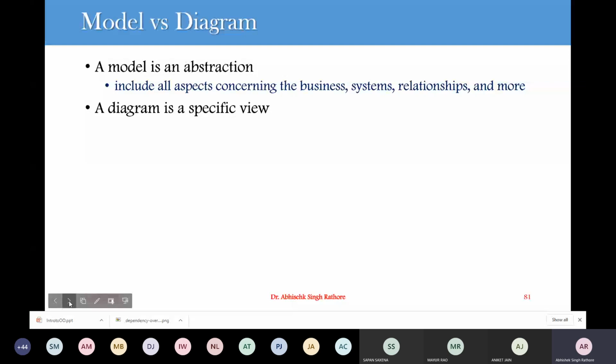When we are going for diagram, a diagram is one way of looking at some part of your model. This is just a specific part of your model, while model is just providing a higher level of abstraction.